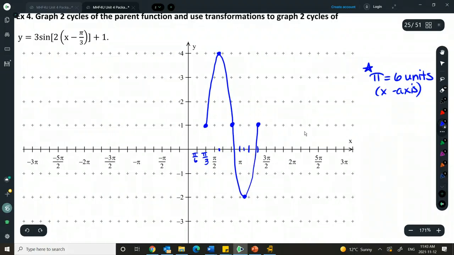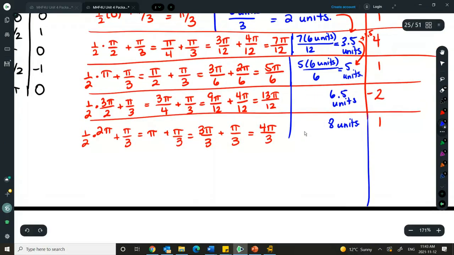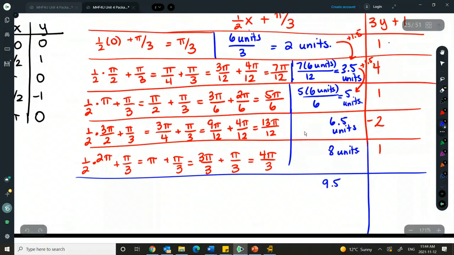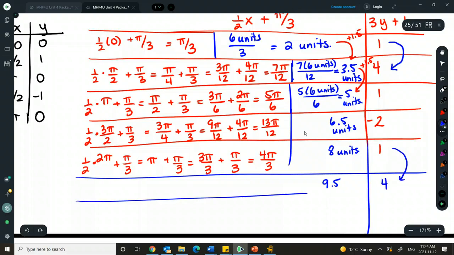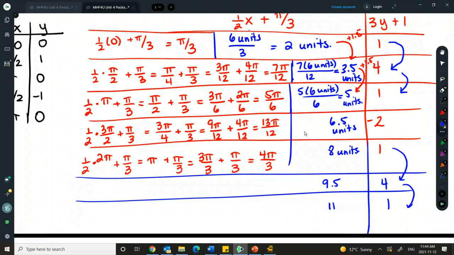If I want to continue the cycle, I can keep adding 1.5 units, and then I'll just continue the pattern. So even if you wanted to, you could continue your table of values and just keep adding 1.5 units. So the next one should be at 9.5. And then this is the start of the next cycle. It goes to 4, right? So this will be at 4. If I want to keep continuing, I'll add another 1.5. This will be 11 units. And the next one will go to 1. The y values will repeat. That's the nature of a periodic function, is that the y values will always start to repeat.